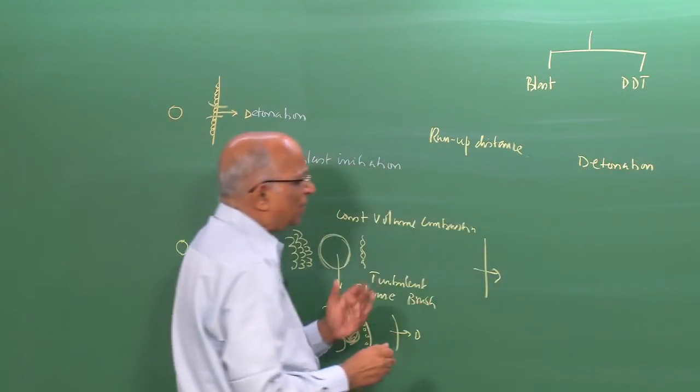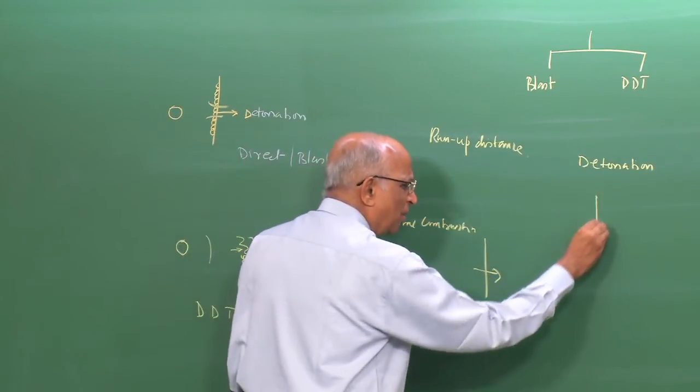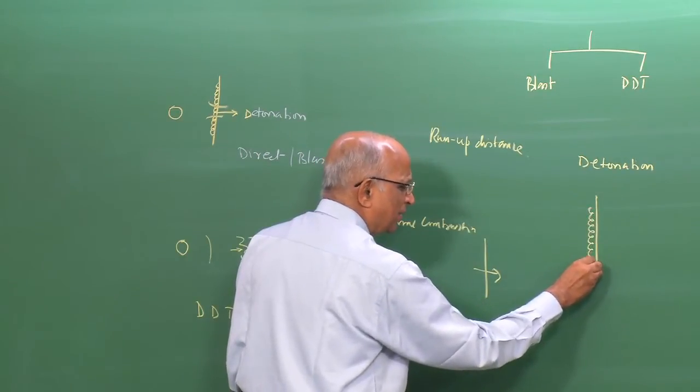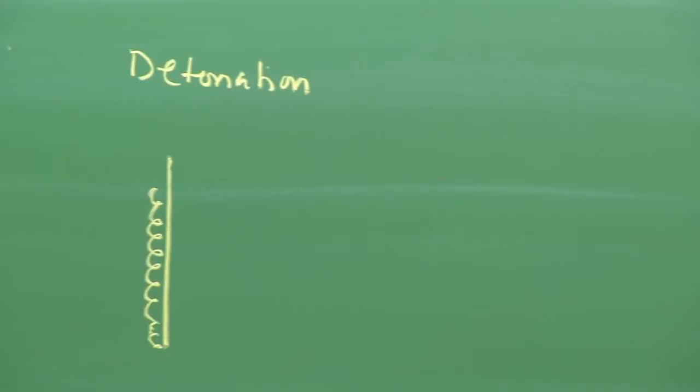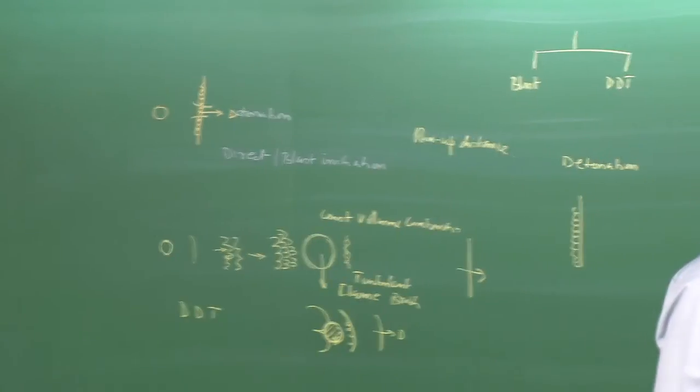Now, to be able to see that, I will show a few slides, and it is seen that maybe detonation is not a smooth shock with chemical reactions occurring behind it, but it is something more than that. Let us take a look at one or two slides and try to see how a detonation once started propagates.